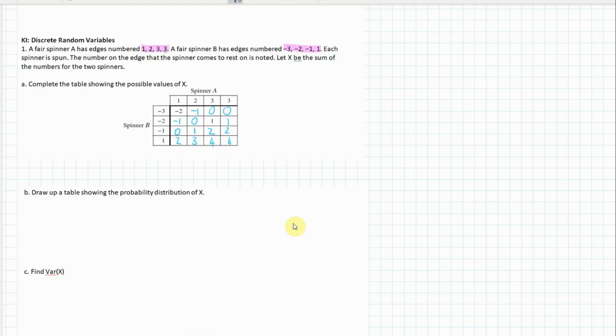Draw up a table showing the probability distribution of x. So what are the different values that we can have? Well, the lowest one seems to be minus 2. Then we have minus 1. We have 0. We have 1. We have 2. We have 3. And we have 4. Those are the different values. And now we've got to look at the different probabilities of each of these.